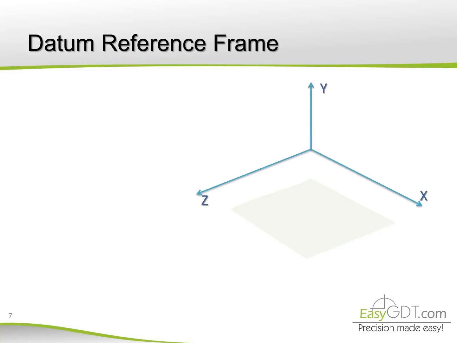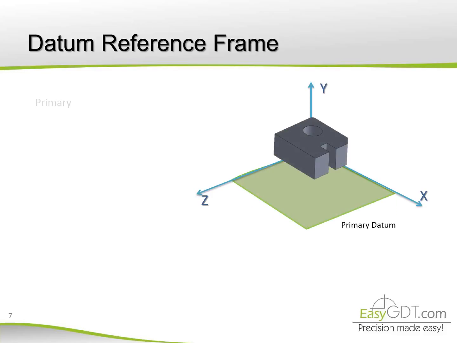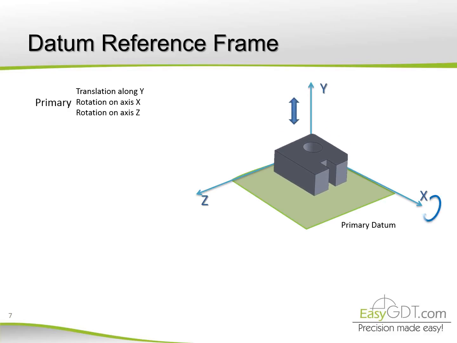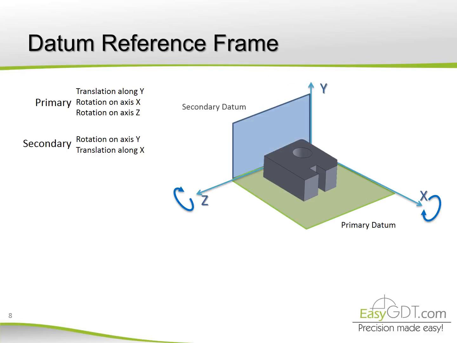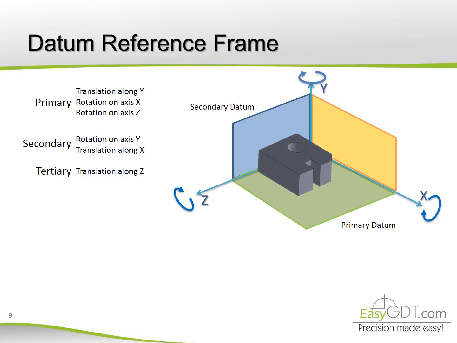The first datum limits 3 degrees of freedom, 1 translation and 2 rotations: translation along Y, rotation on axis X, and rotation on axis Z. The second datum restricts rotation on axis Y and translation along X. And the third datum restricts the last remaining degree of freedom, which is the translation in axis Z. With this, the part is completely fixed.